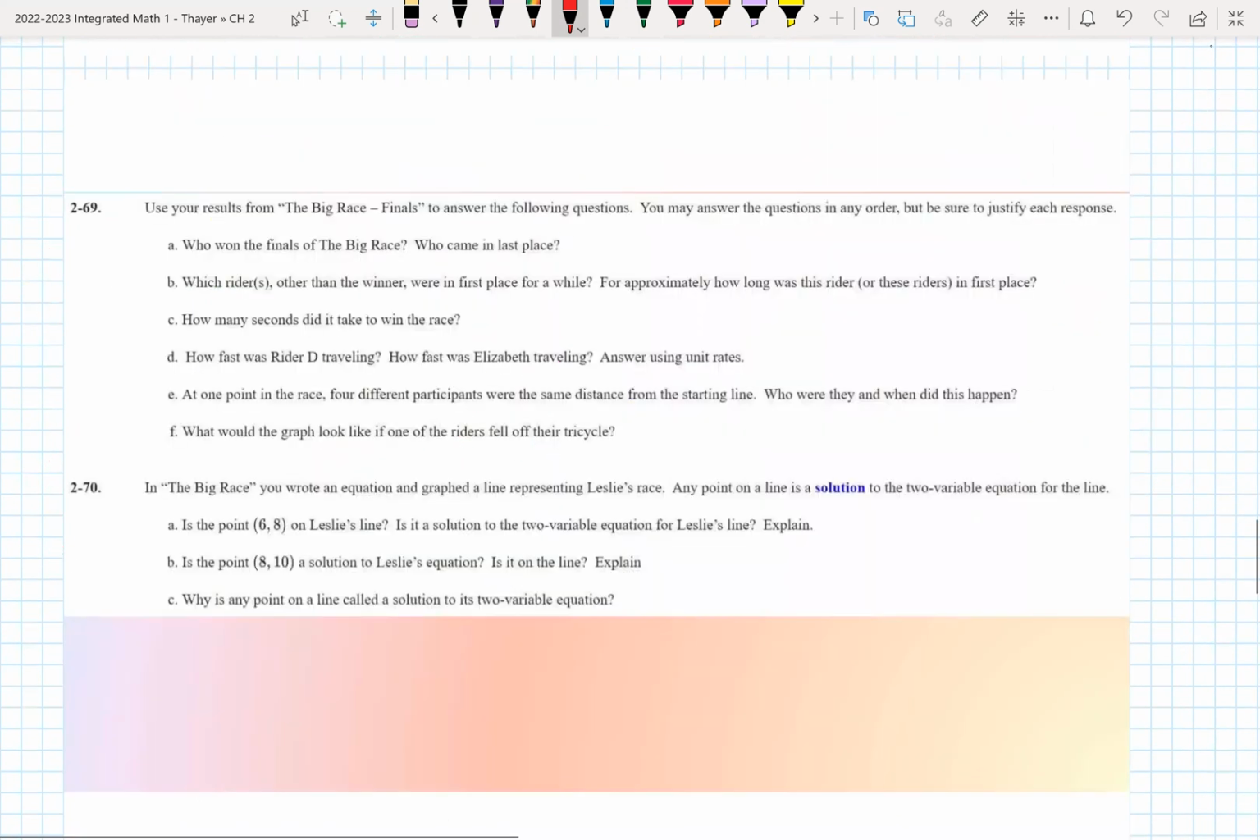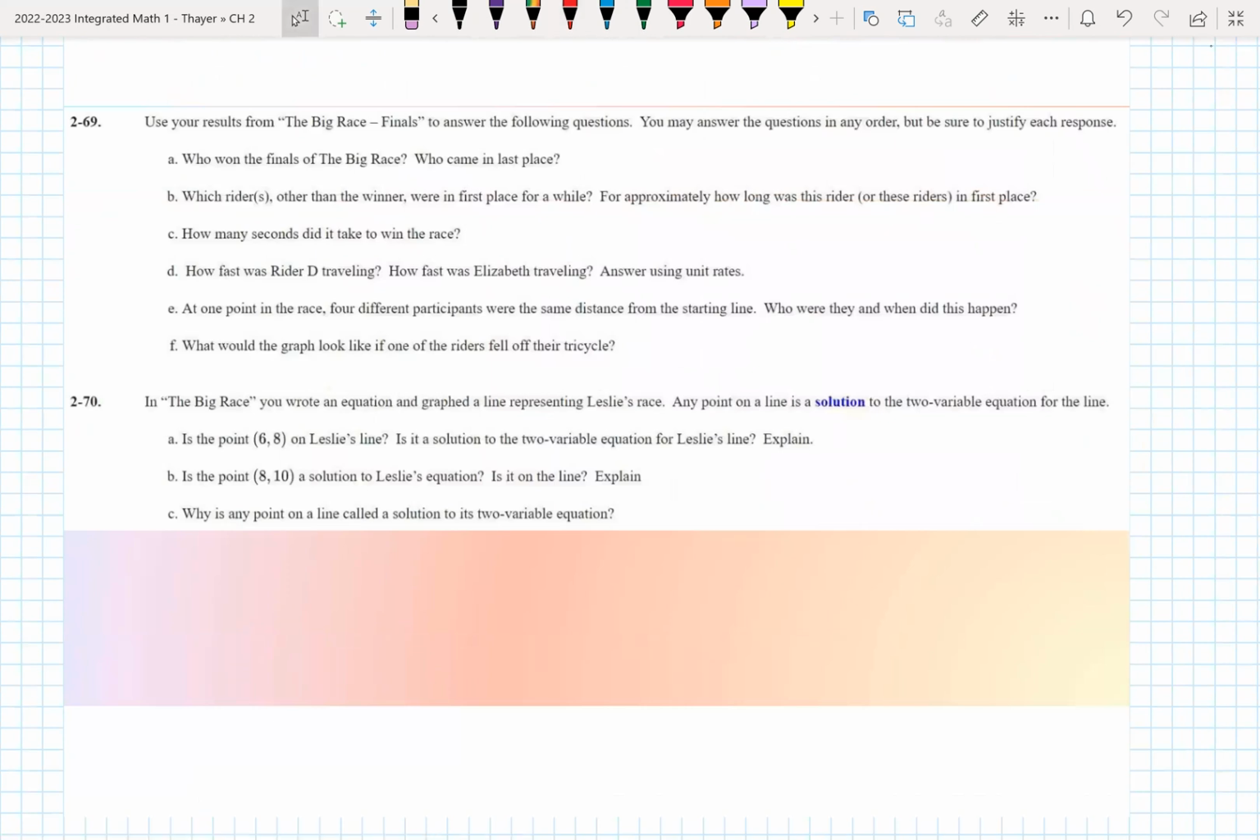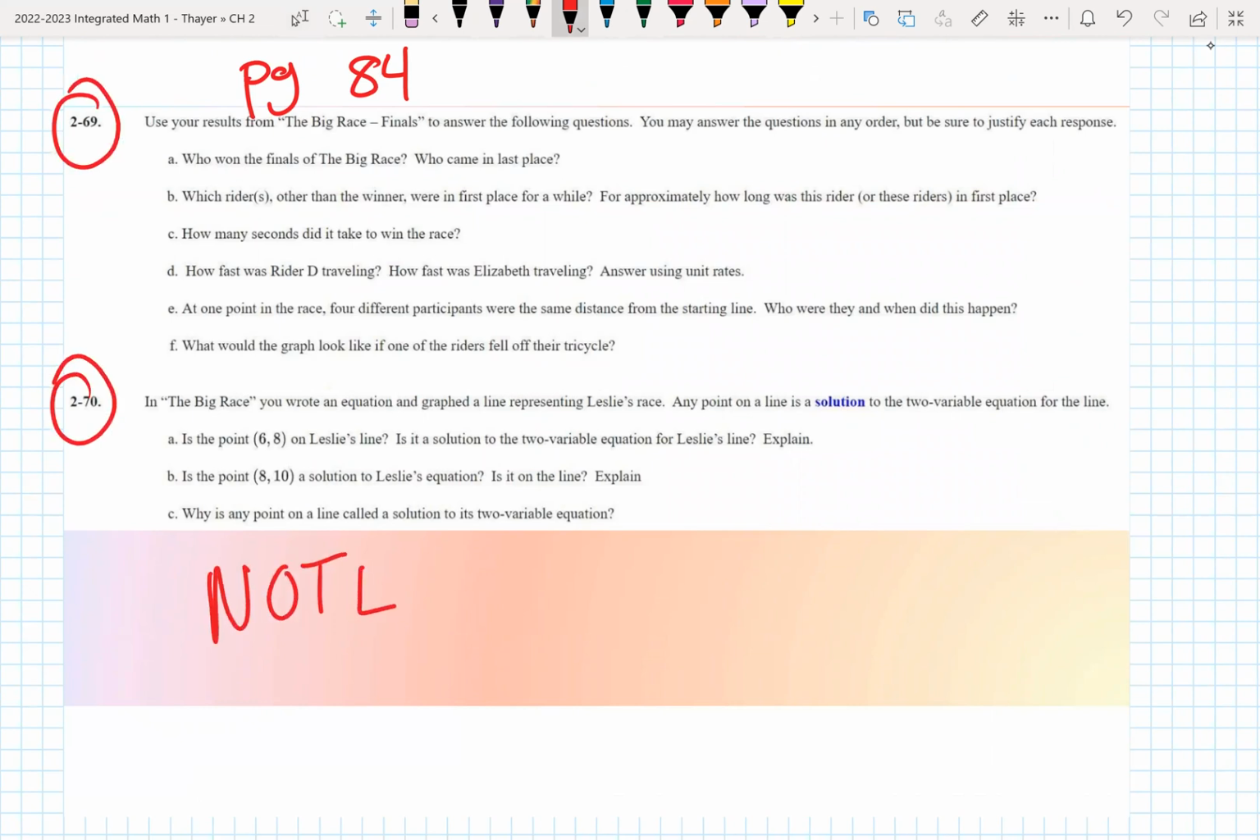When you finish your graph, if class is over, okay, that's fine. Turn your graph into the substitute. If you have plenty of time after finishing the graph, proceed on to page 84 and answer questions about the race in problem 269 and 270 in your notebooks.